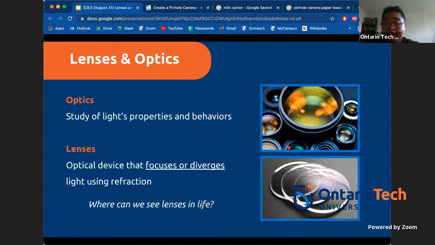But lenses could be things such as being used in cameras. It could be microscopes, which are a good example. Binoculars, telescopes, anything that helps us focus or diverge light. And we'll talk about what focusing and diverging light is and the different kinds of lenses that help convey that.